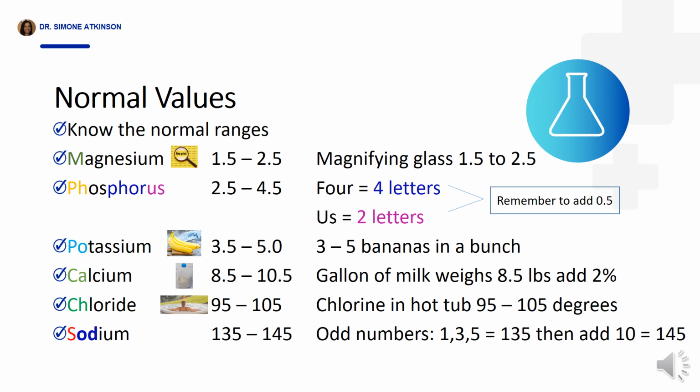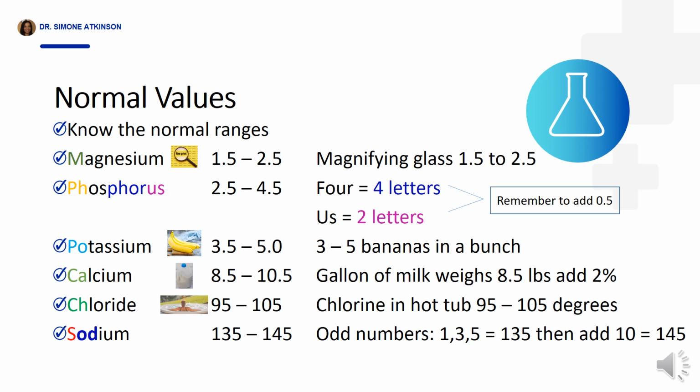So think of "for us" in the name. 4 has 4 letters and us has 2 letters. Just remember to add 0.5 to the remainder of the range. And of course, 2 comes before 4, so that's 2.5 to 4.5. Next, we have potassium. So recall that bananas are rich in potassium, and they're usually bought in bunches of 3 to 5. So the range for potassium is 3.5 to 5.